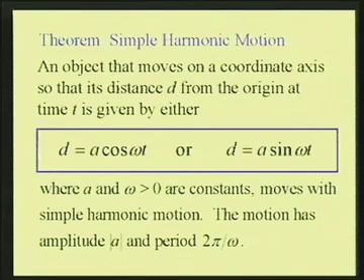An object that moves on a coordinate axis so that its distance d from the origin at any time t is given by either d equals a times cosine omega t or d equals a sine omega t, where a and omega greater than 0 are constants, moves with simple harmonic motion. The motion has an amplitude of the absolute value of a, and a period of 2 pi over omega.